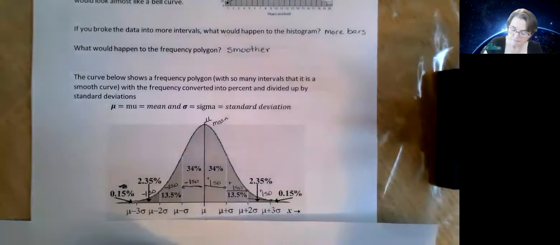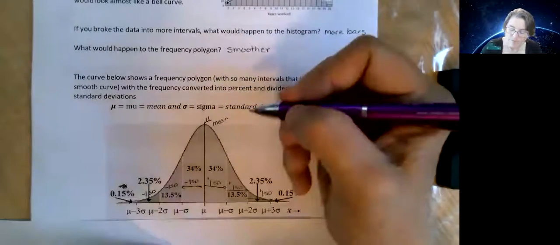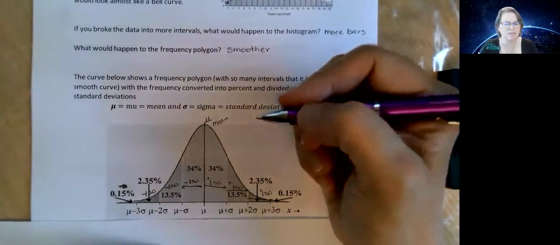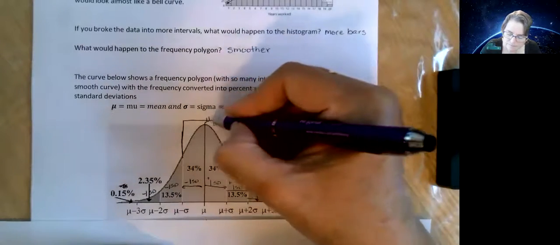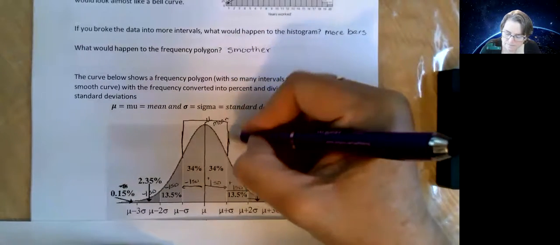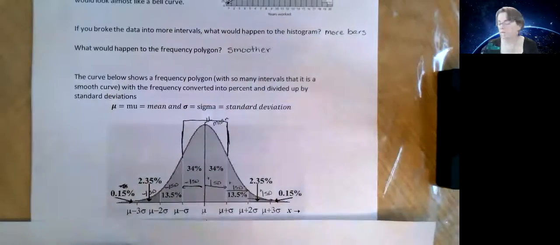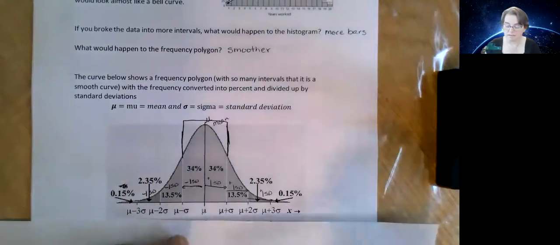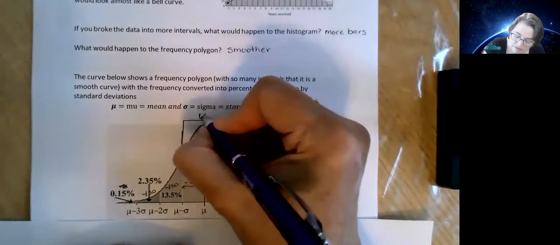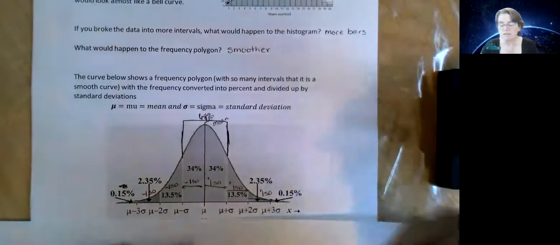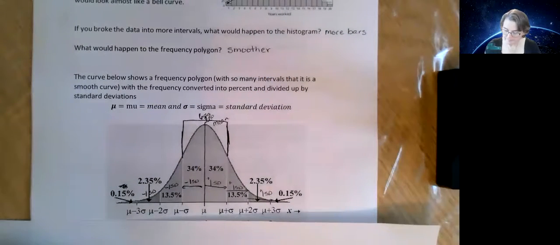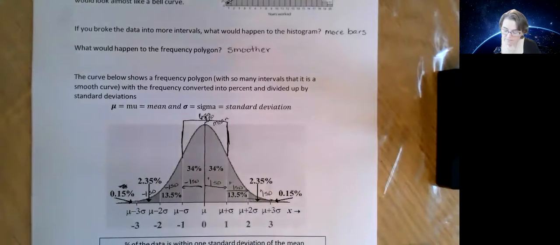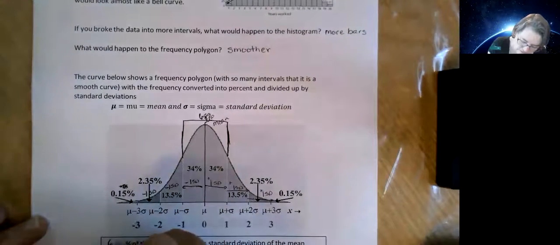Which reminds me, I'm going to show you something cool, and I want you to draw this on yours because I don't think I have this picture anywhere else. So from here to there, 34 plus 34, that'd be 68%. So 68% of your population is within 1 standard deviation of the mean. Okay, so 68 goes here.